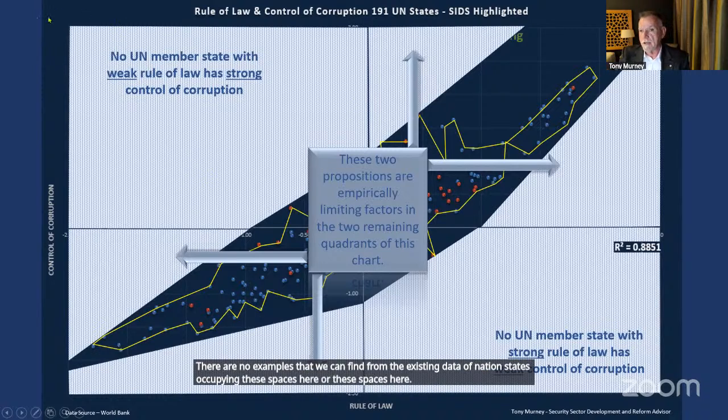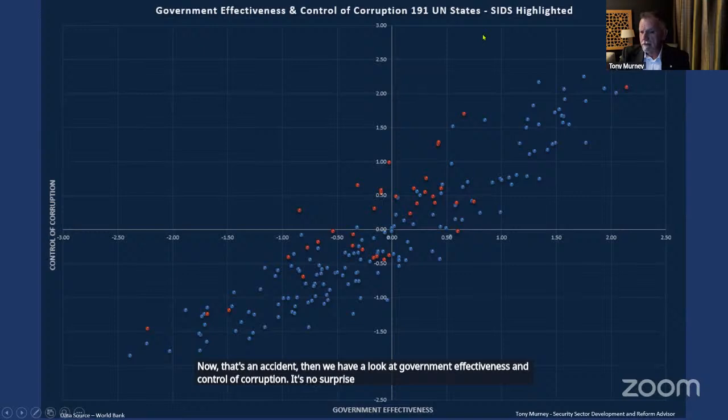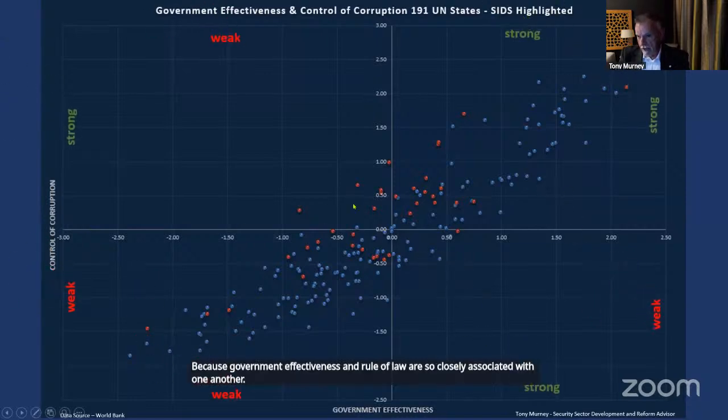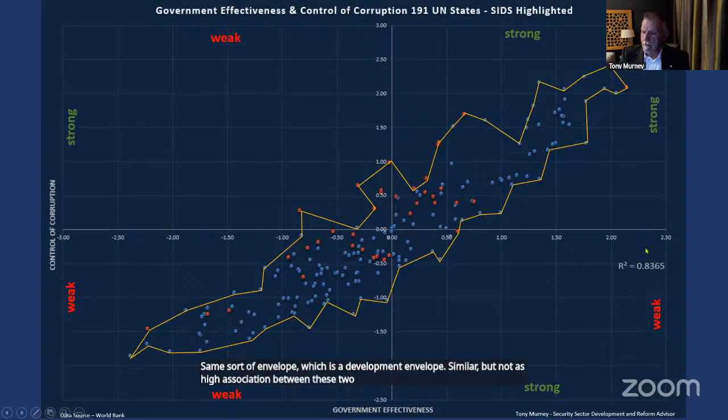Now, if that's an accident, then we have a look at government effectiveness and control of corruption. It's no surprise that we see a very similar pattern, because government effectiveness and rule of law are so closely associated with one another. But again, we get the same pattern, and we can speed this up a bit. Same sort of envelope, which is a development envelope.